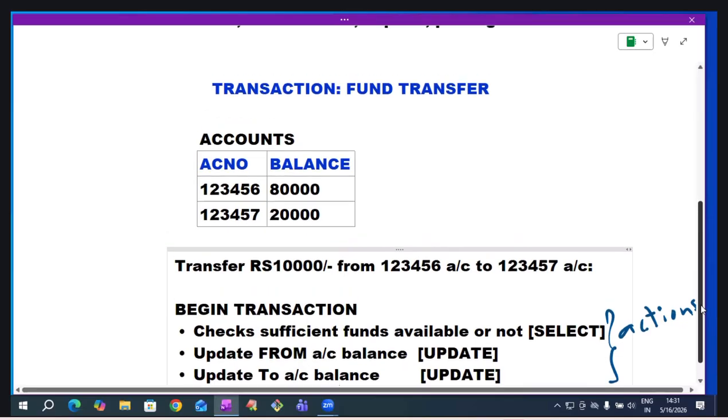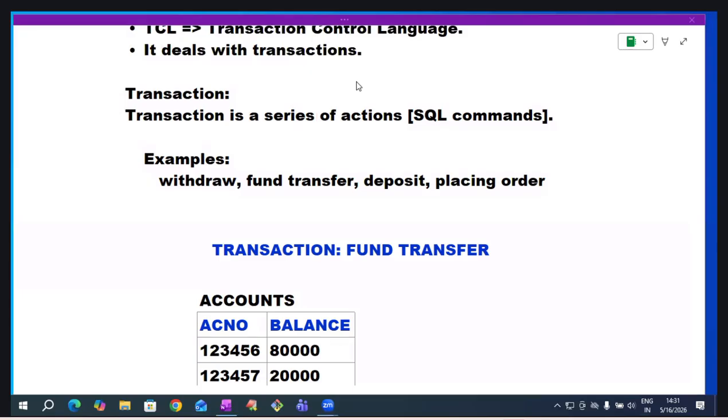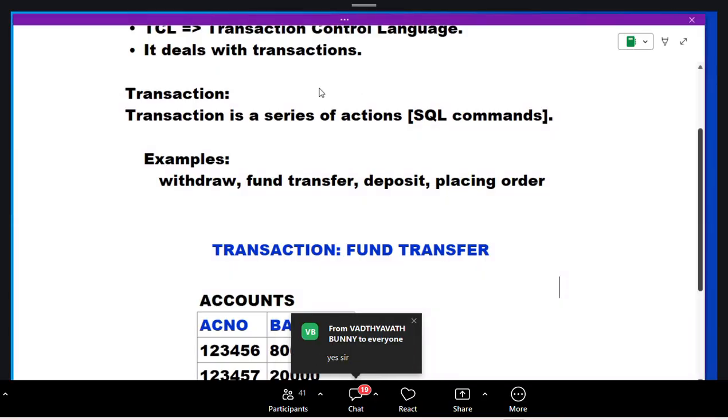Okay. Now, please confirm, sir. Did you understand the term transaction? Online students, please confirm. Did you understand the term transaction? If it is clear, we can move forward. Please confirm. Okay. Thank you, everyone.